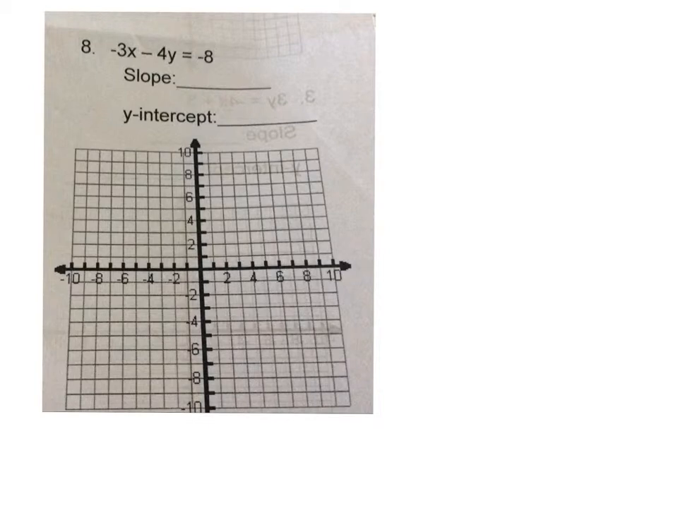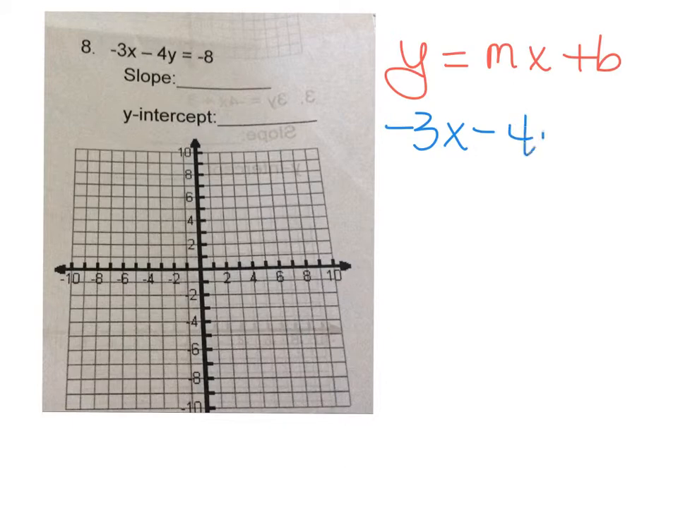Okay, last one, but of course it involves the most work. So I'm going to write my formula as always, y equals mx plus b. Then I'm going to write my equation, negative 3x minus 4y equals negative 8. And of course that looks nothing like my formula.